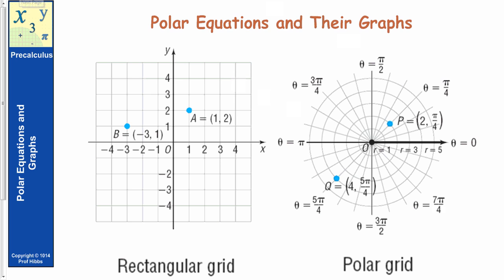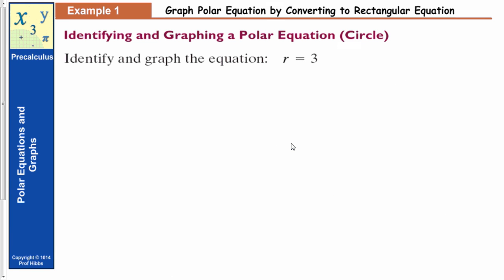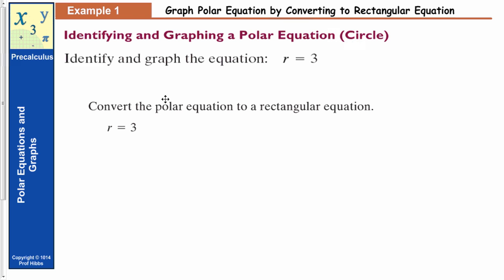As I said, we're going to look at graphing polar equations by first converting to a rectangular equation, and that will enlighten us quite a bit on what these things look like. So here we've got a polar equation, r = 3, that we're supposed to graph. And we'd like to convert that to a rectangular equation, and we've seen how we could do this previously in an earlier section.